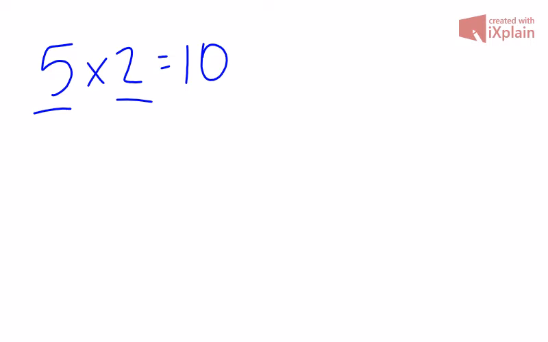So let's say that I have 5 times 2 equals 10. That would be the multiplication problem. 5 and 2 are our factors, and 10 is our product. 10 is also our total, and 5 and 2 are our parts. So let's see if I can change this into a division problem.